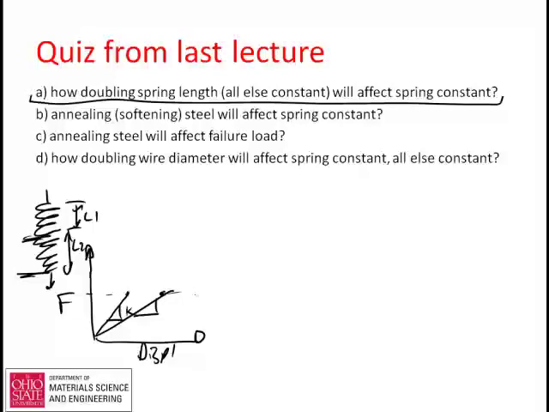So the spring constant K is equal to change in force over change in displacement. This is 1 over 2, or half as big as it was before. You've got twice the displacement at the same force. So doubling the spring length will make K new equal K old divided by 2. You've made the spring constant half as large.